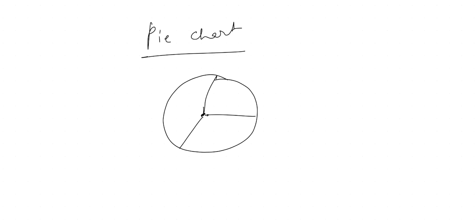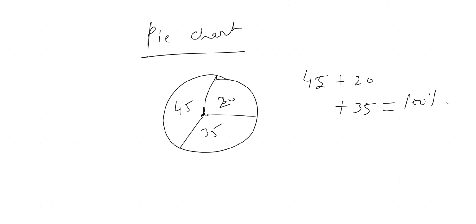So I'll put 30%. I'll put this as 45%, and this I can put as 20. This I can put as 35. Okay, so if you add all of them, you'll get 45 plus 20 plus 35. This has to be 100% because this is a complete circle.